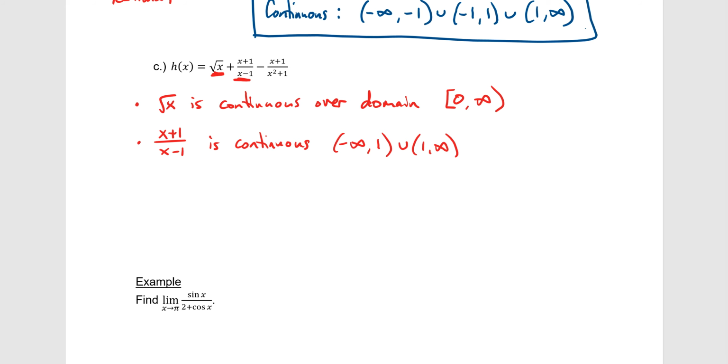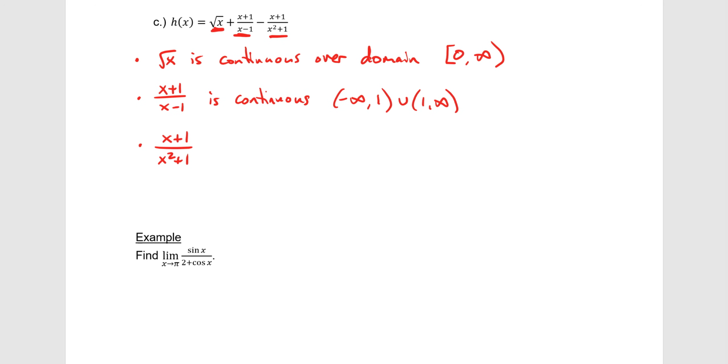Okay, and then the last one, that is also a rational function. So it's going to be continuous everywhere except when that denominator equals 0. And x squared plus 1 will actually never equal 0, right? Because we can't plug anything in for x that's going to make that equal 0. So it's continuous everywhere from negative infinity to infinity.